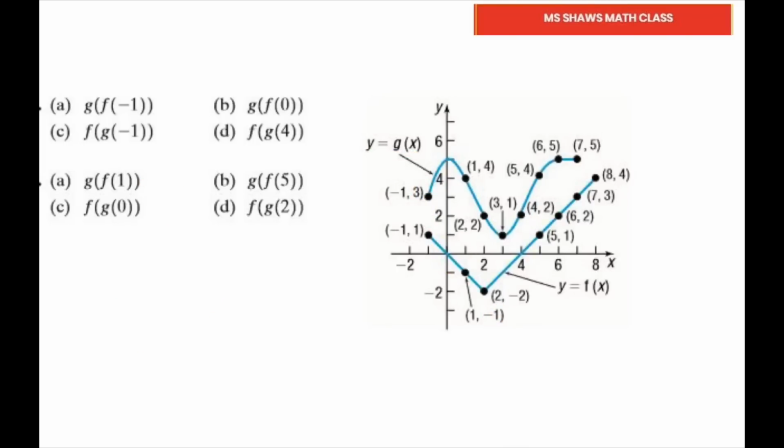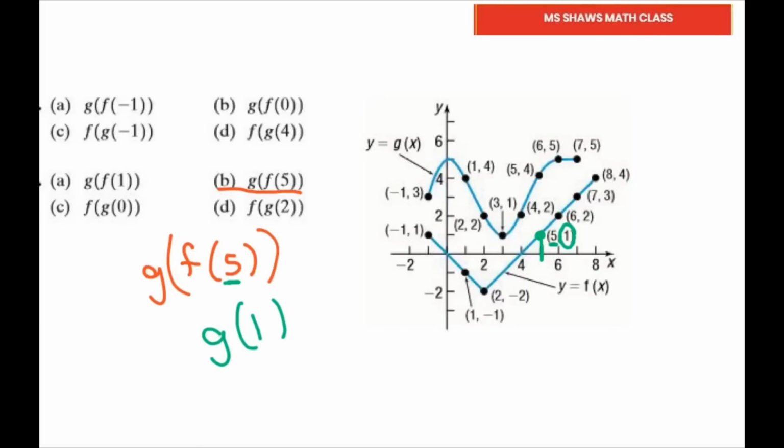Okay, the next one is g f of 5. All right, so we're going to look for where x is 5 right here, and we're going to f. So at f, we're going to go up here. So there's that point. So when x is 5, f of 5 is 1. Then do g of 1. So we're going to go to where x is 1 right here and go to the g value, which is up here. So when x is 1, your g of 1 is 4. So this whole thing equals 4.